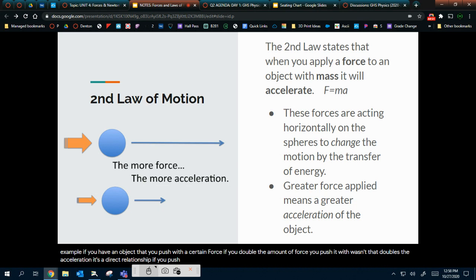If you push the object and then double its mass and push it again, well, doubling the mass will give you half of the acceleration because it's inversely related. So directly related means that one goes up by a certain amount, the other one goes up by the same amount. Inverse means as one goes up, the other one goes down, but by the same amount.